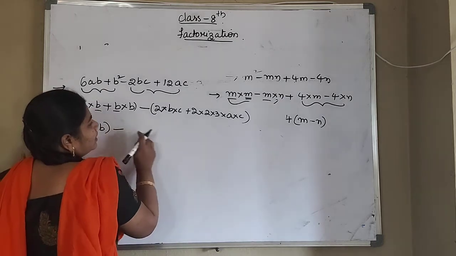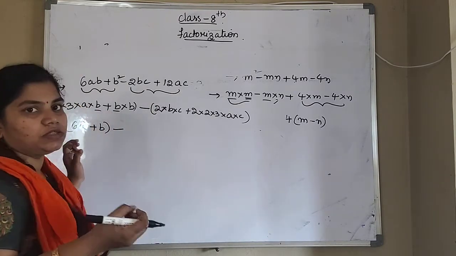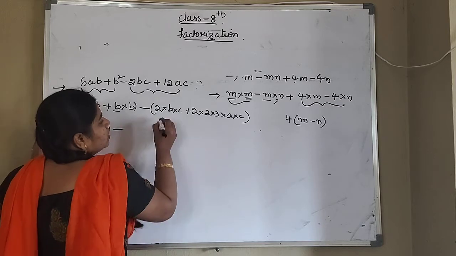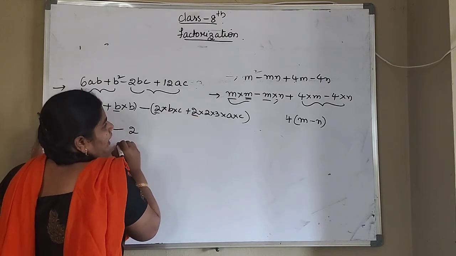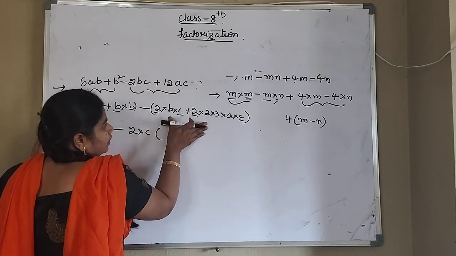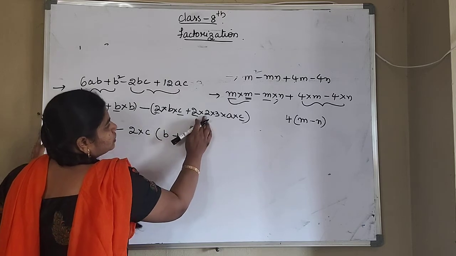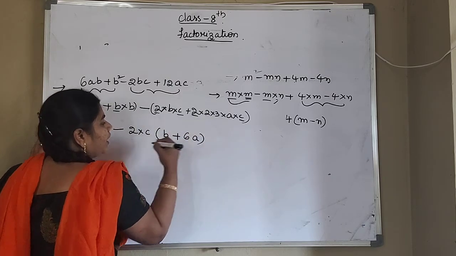Okay, so minus. In this, what are the common terms? It can be common alphabets or common numbers that you have to take out. So 2 is common and also C is common. The remaining terms you write in the bracket here. So here you got B plus 2 3s are 6A.